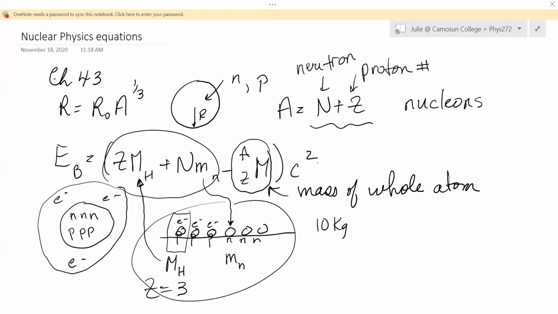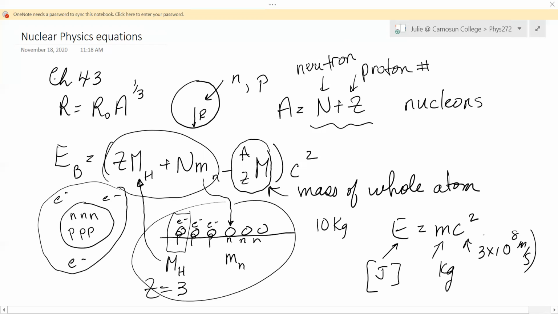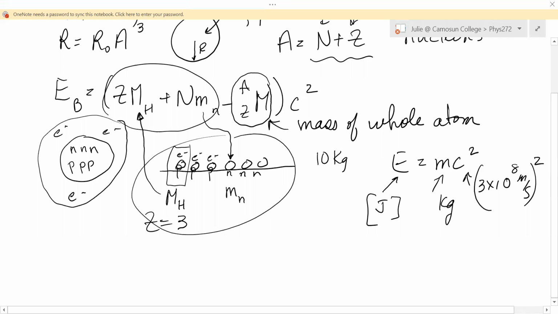The c squared is to convert kilograms into joules. So remember, E equals mc squared. So the units here, this would be joules. This would be kilograms. And that's the speed of light squared. So that's 3 times 10 to the 8 meters per second, squared. Okay, so that's what binding energy has to do with.